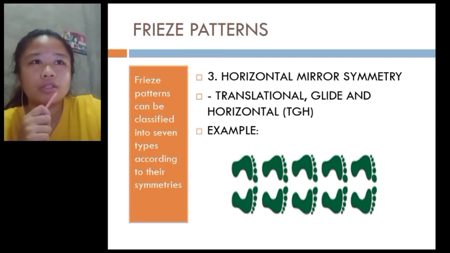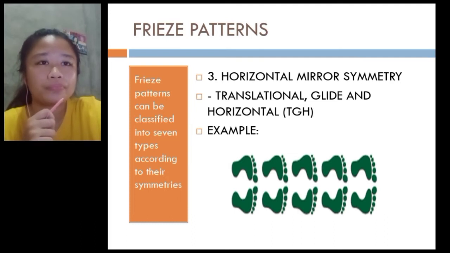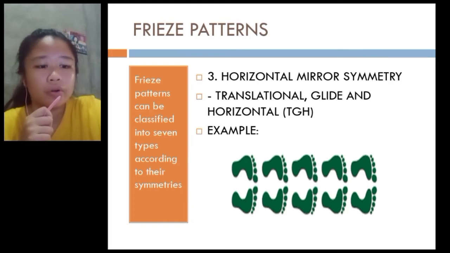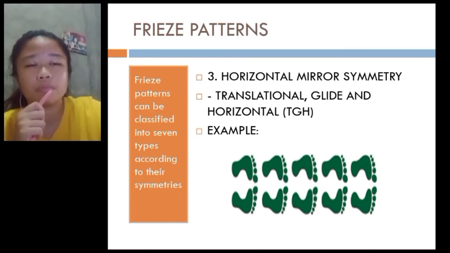Next is horizontal mirror symmetry. Contains translation, glide, and horizontal, or TGH. It appears as though a mirror is placed below a string of identical shapes. Or you can slice through the center of the pattern to get two identical patterns. This is the example.